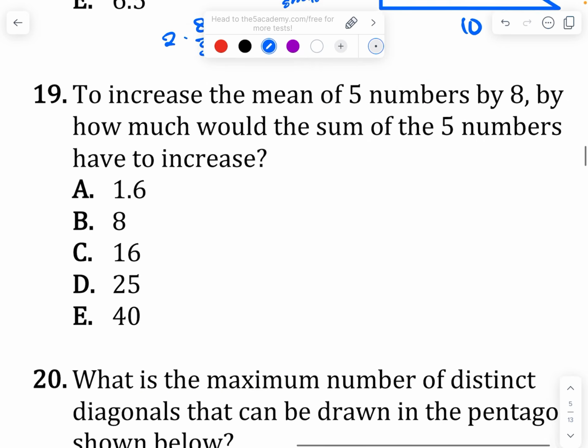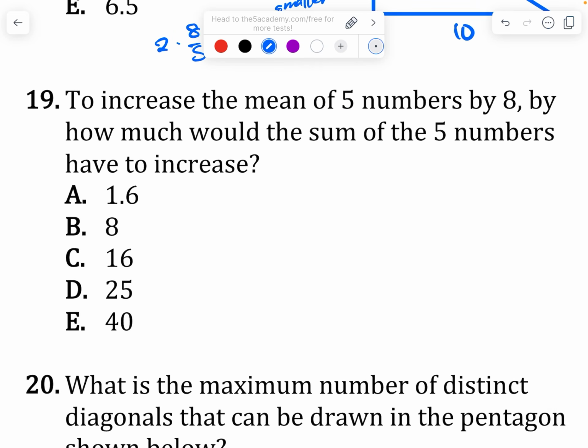All right. To increase the mean of 5 numbers by 8, by how much would the sum of the 5 numbers have to increase? Okay, so remember your average formula? So if you remember, the average formula is equal to the sum of the numbers divided by the number of numbers, okay? So what do we know from this equation?